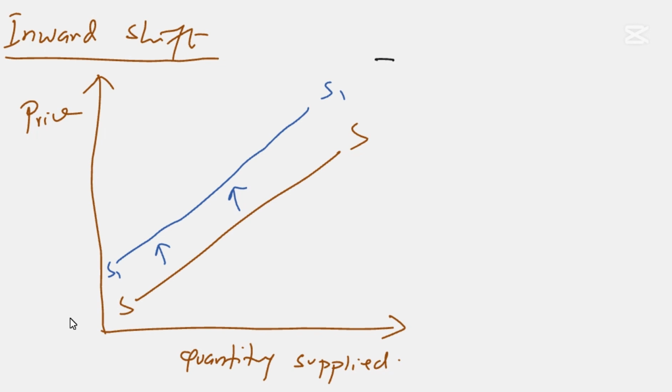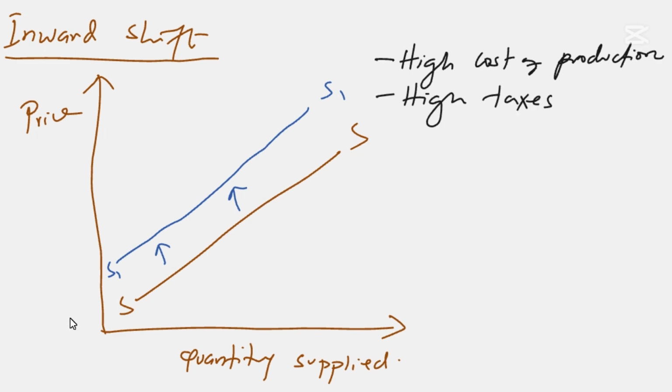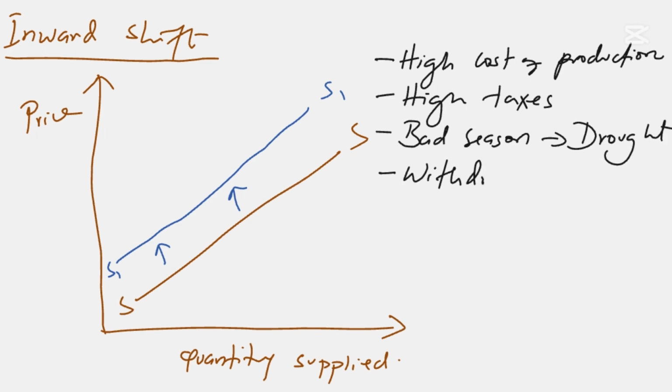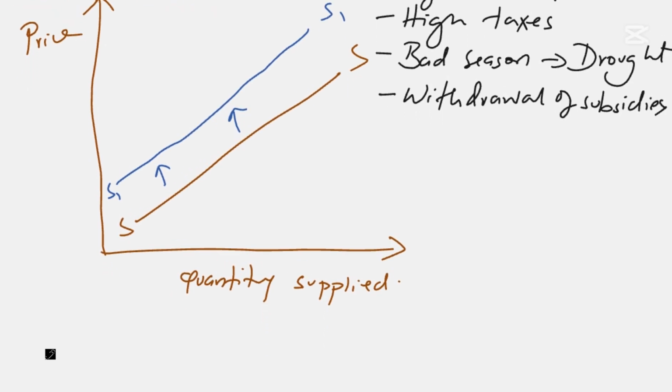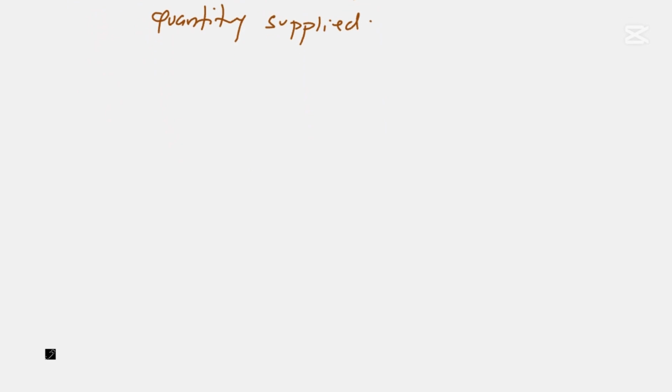What are the things which might cause this? We go back to the determinants of supply. One of them will be something like high cost of production, which will lead to a decrease in supply. You can have things like high taxes. You can have cases like when you have a bad season or a bad weather. Talk about droughts, which will lead to a decrease in agricultural products. Talk about withdrawal of subsidies. We can talk about production of goods which require a very long time. All these will cause an inward shift, and all this is what I wanted to cover about supply.